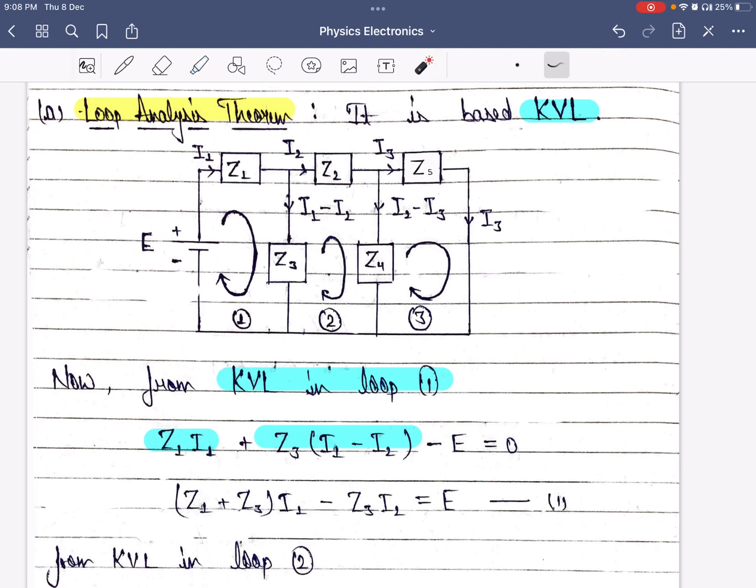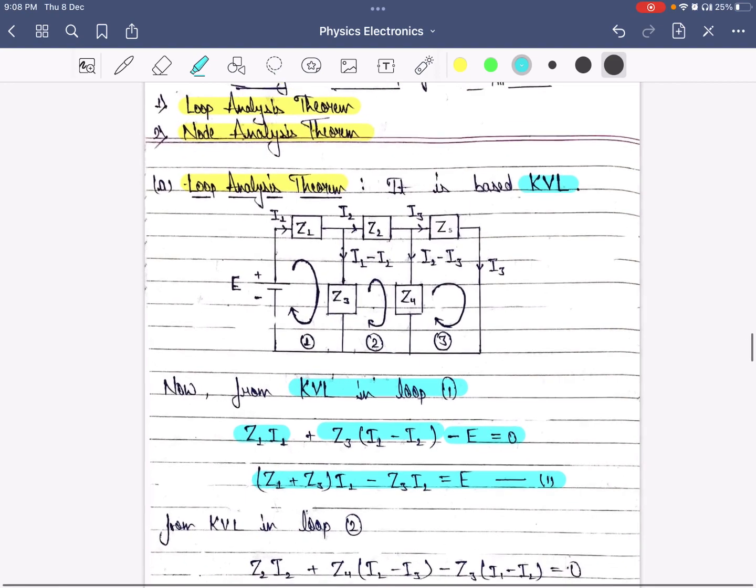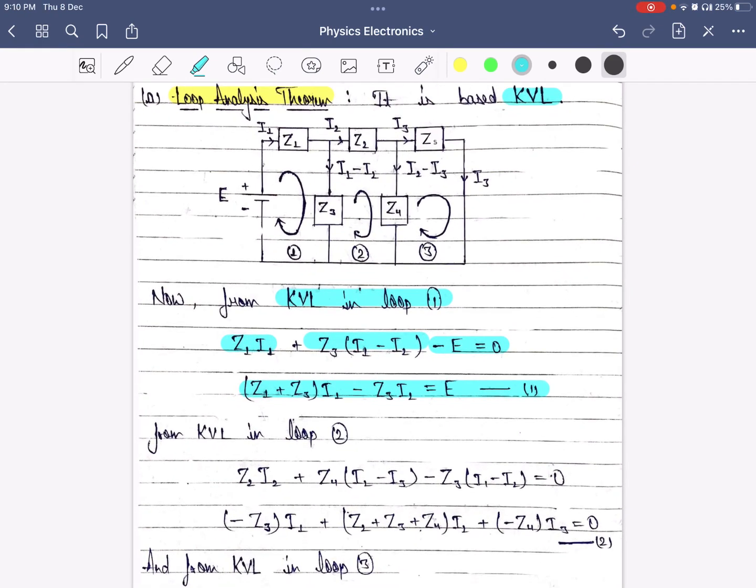As for electric source, we are traveling from lower potential to higher potential, that is from negative to positive. So it will be minus E is equals to 0. Now we will take common out, so we will get this equation.